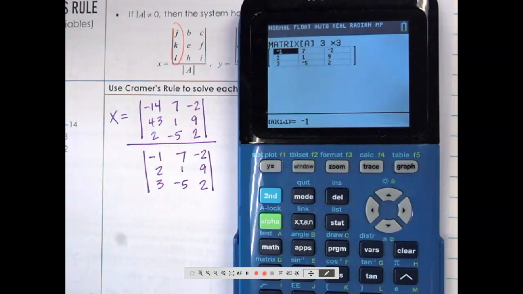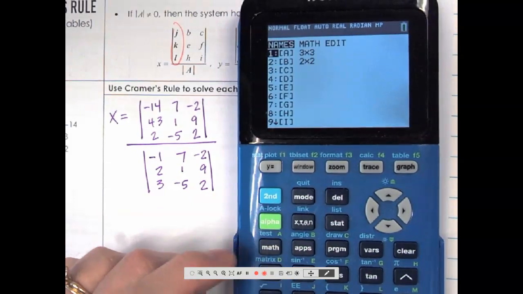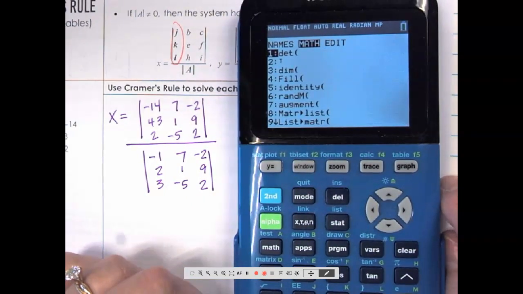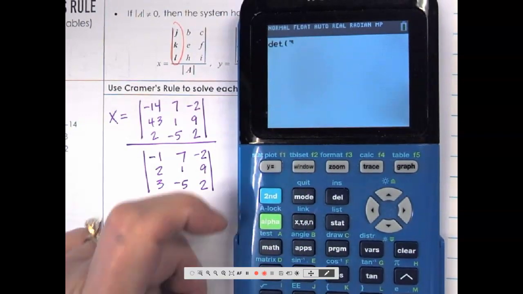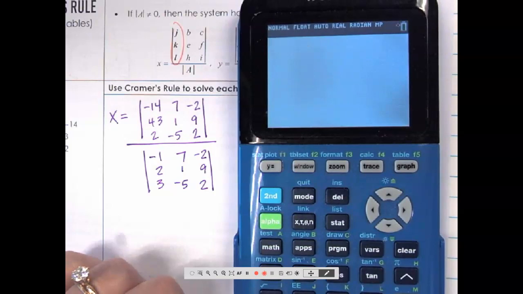Okay, then once you have your matrix typed in, go back to the matrix menu and go over to Math. And that's where you'll find determinant, DET. And then you have to, of course, tell it which matrix you want the determinant of.